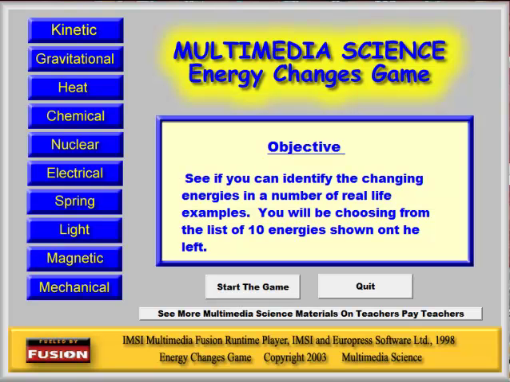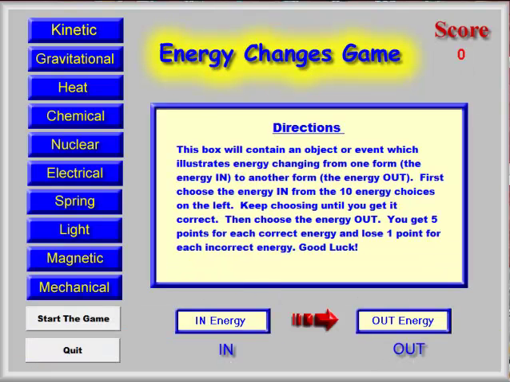And that's what the Energy Changes game is designed for, to let the students practice identifying these types of changes. So each question in the game will have an in energy and an out energy, sometimes more than that, and the students will have to decide or choose what the in and the out energies are.